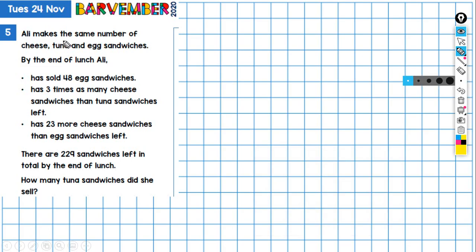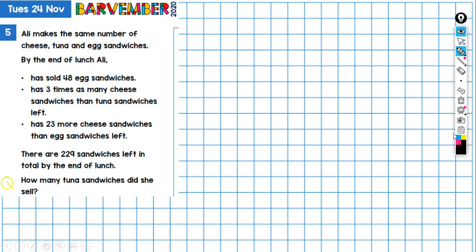Okay, Ali makes the same number of cheese, tuna and egg sandwiches. By the end of lunch, Ali has sold 48 egg sandwiches, has 3 times as many cheese sandwiches as tuna sandwiches left, and has 23 more cheese sandwiches than egg sandwiches left. And we're told that there are 229 sandwiches left in total by the end of the lunch. The question we're asked is, how many tuna sandwiches did she sell?